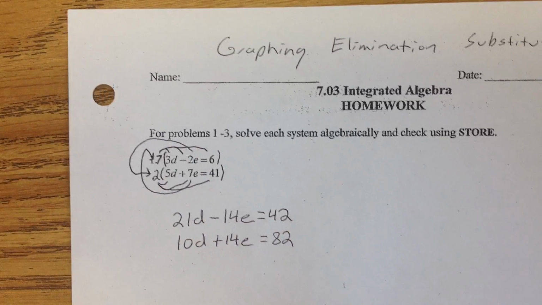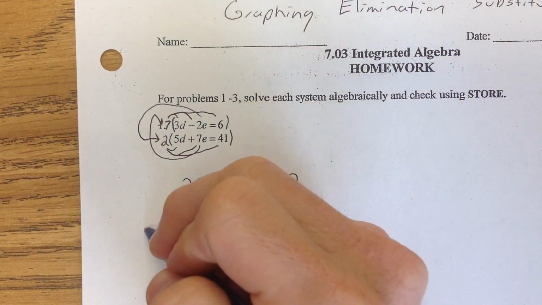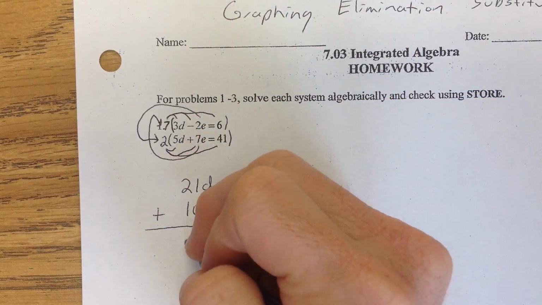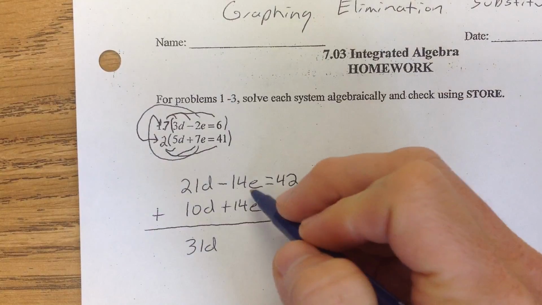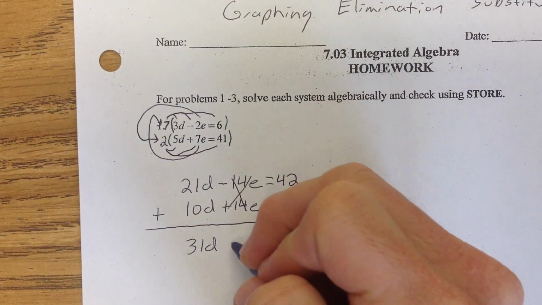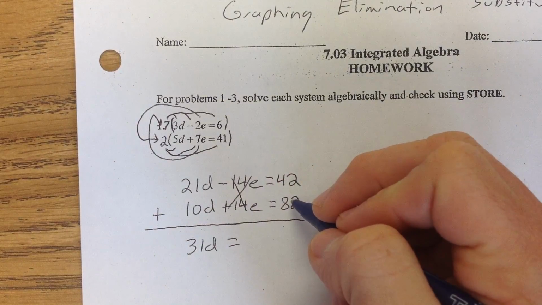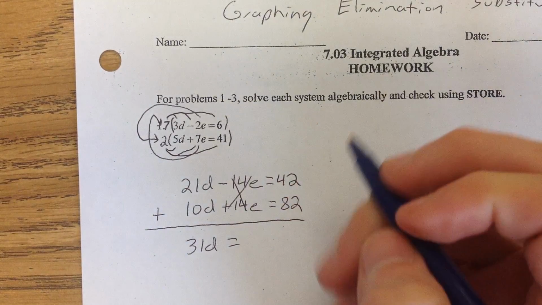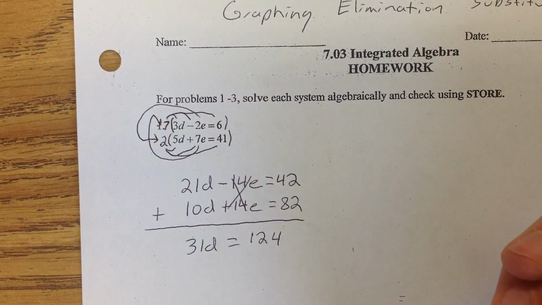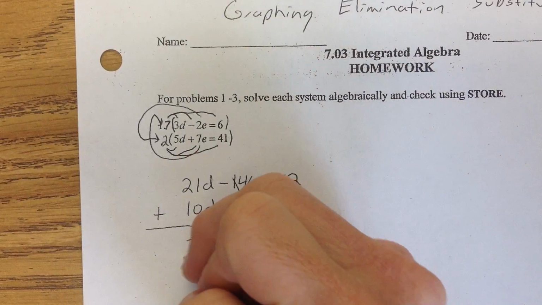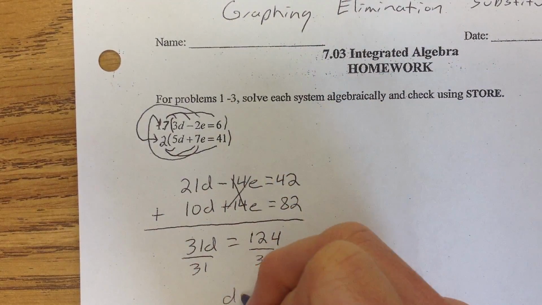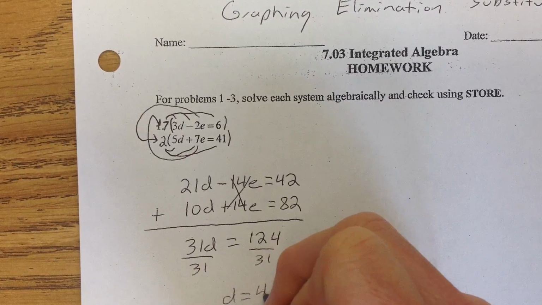Now that we have opposites, we can do the elimination when we add our equations together. 21 plus 10 is 31d. Negative 14 plus positive 14 cancels out. And 42 plus 82 gives us 124. At this point, we're ready to solve. Just divide by 31, and you're going to get d equals 4.